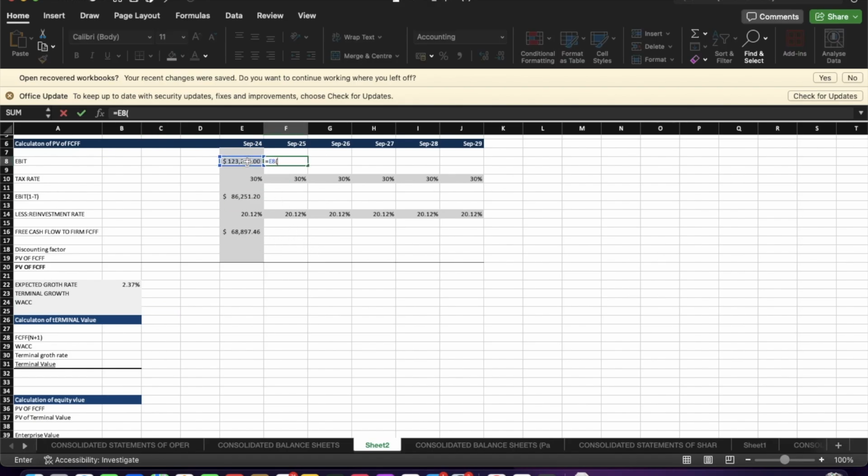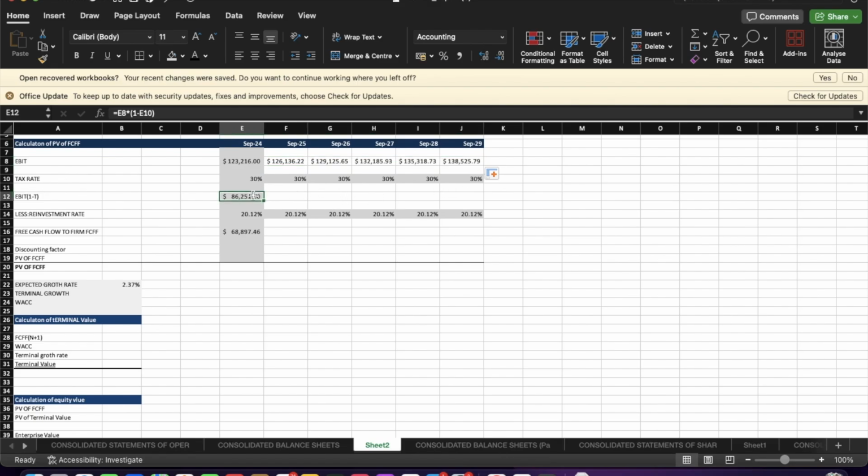We'll simply multiply the growth rate with our 2024 EBIT to get our forecasted EBIT for the year 2025, and we have to lock the cell as well, so it remains the same, the growth rate for all those years onwards. Simply drag it and get a result. Here you go. And for the after-tax EBIT, we have done the same thing, and for the cash flow after reinvesting the EBIT.